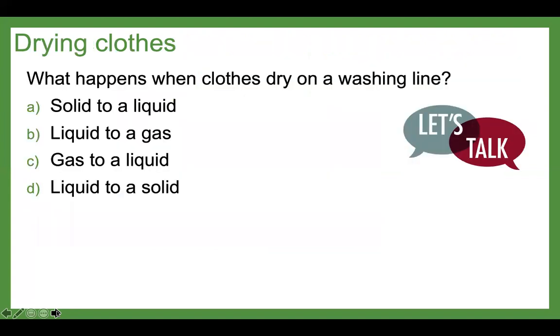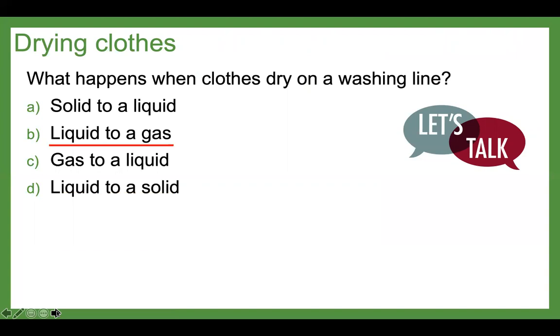Drying clothes. What happens when we dry clothes on the washing line? So remember, when we take the clothes out of the washing machine, the clothes are wet. When we put them on the washing line, we want them to dry. When we come back a little while later, the clothes are dry. So what happens? Is it A, we change from solid to a liquid, B, from liquid to gas, C, from gas to a liquid, or D, from liquid to a solid? Pause the screen and have a think.